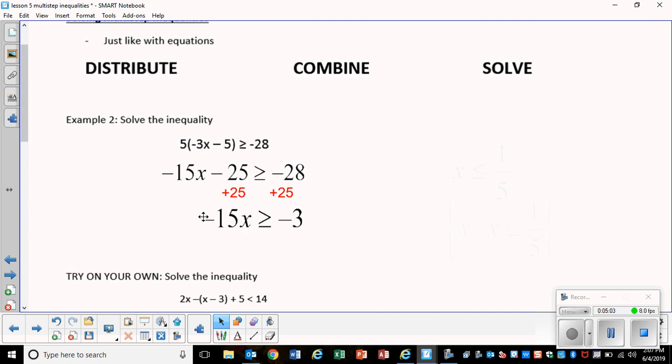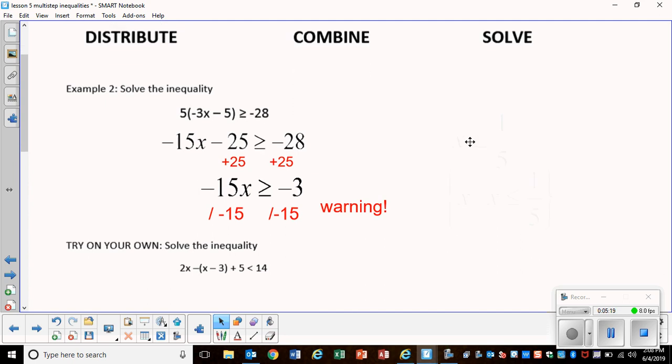And now I'm going to go ahead and get rid of this negative 15 by dividing both sides by negative 15. Now, here's where I need to stop because I'm dividing by a negative number. So that means I'm going to need to flip this inequality. So I end up getting x by itself here is actually less than or equal to negative 3 over negative 15, but I'm going to simplify that fraction, and I get 1/5. So that is my final answer.